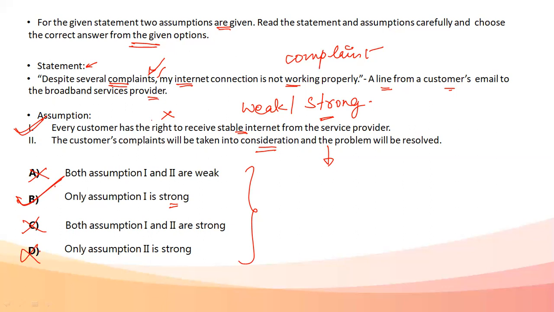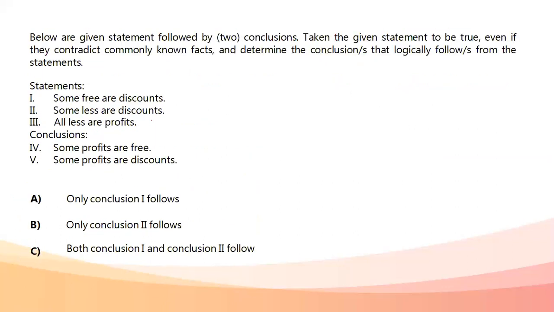Only first assumption is strong. Next, again a question based on statements and conclusions. Let's try to see which of the conclusions will follow. Okay, the statements are: some frees are discounts, some lesses are discounts, and all lesses are profits. We can do this using a Venn diagram also. Let's try to solve this using a Venn diagram.